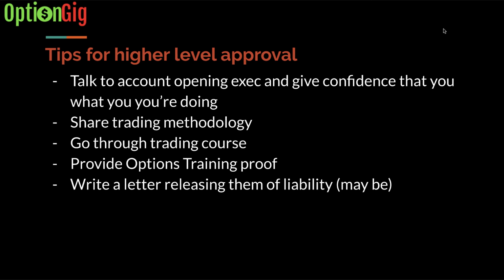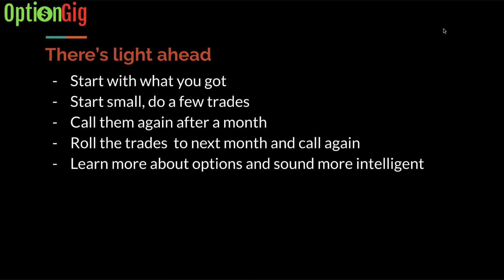Okay, so try some of these things and push them to give you a higher level of approval, at least level 3 approval, because I think that's a basic minimum you should have to start making some money in an option trading account. That really enhances the probability of making money in options trading. Now, you've done all that, but they're not giving you level 3 and you're stuck with level 1 or level 2. Don't worry, there's still light ahead of us.